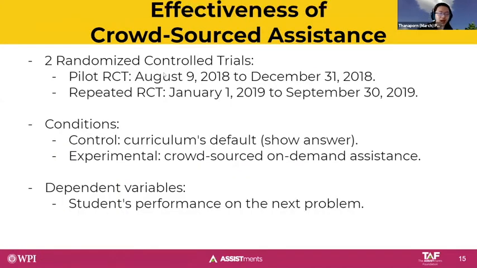So what we did after that, to answer research question number 2, we ran 2 randomized control trials during the fall term and the spring term, respectively, of the 2018-2019 academic year. The control condition is the default, which is just a button saying, "I give up, please show me the answer." And the experimental condition is the crowdsourced on-demand assistance, for example, the purple teacher in the previous example. And the dependent measure is the next problem performance of the student.